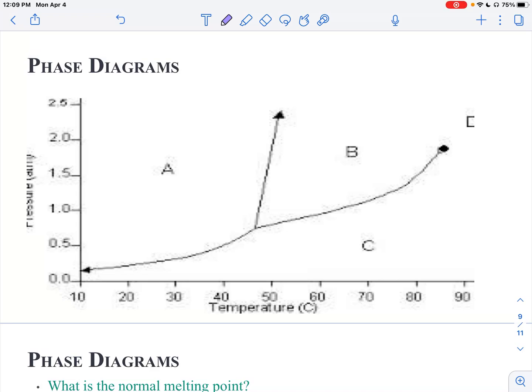In this video, we're going to talk about another type of graph called a phase diagram. In a phase diagram, you're going to have your three main phases: solid, liquid, and gas. Your x-axis is temperature, and your y-axis is pressure. So when you have low temperature and a little bit higher pressure, that's going to be solid.